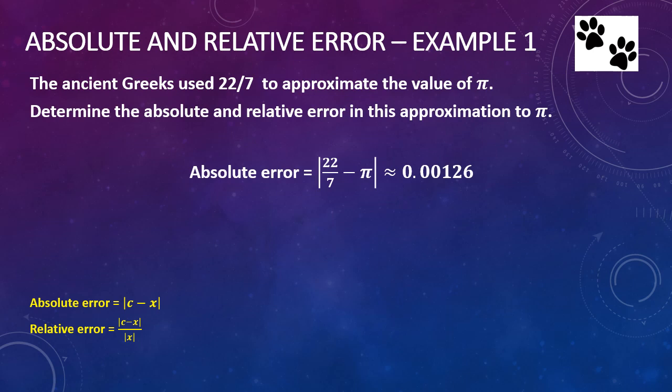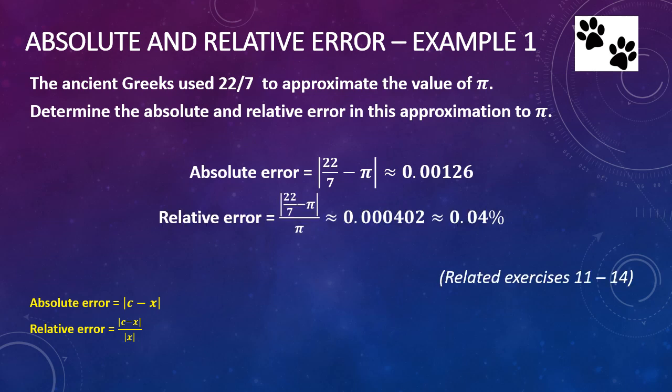The only thing we're going to do different in relative error is divide this value by the exact value of pi. And here we get c minus x over x, or in this problem, 22/7 minus pi over pi. I didn't put the absolute value of pi here because pi is positive. When we do the calculation, we get a relative error of 0.000402. It's a good idea to put relative errors in percentages because this is a common language and a common understanding that we all have.